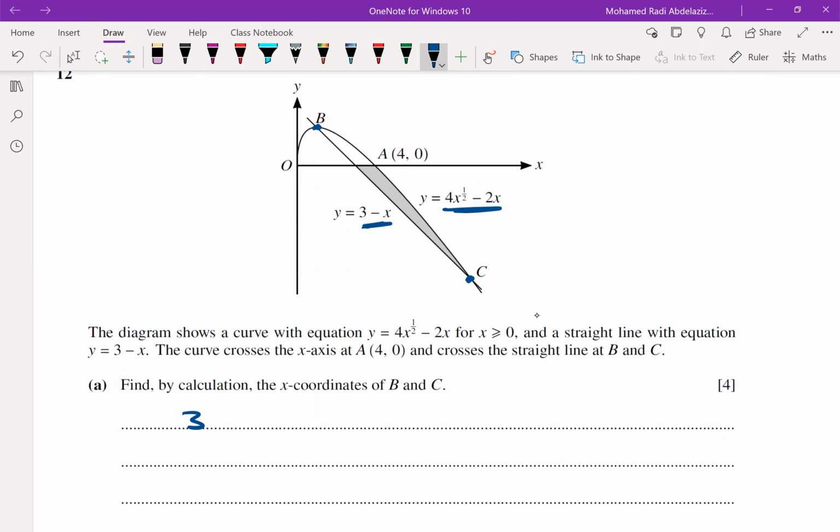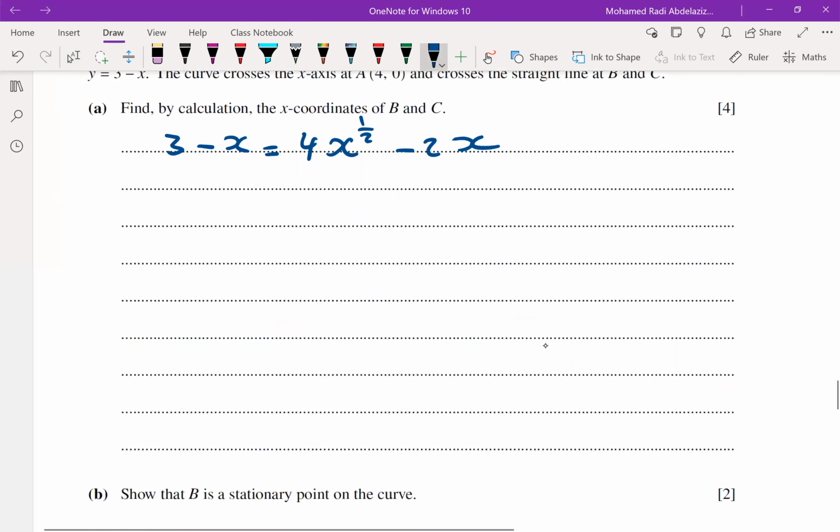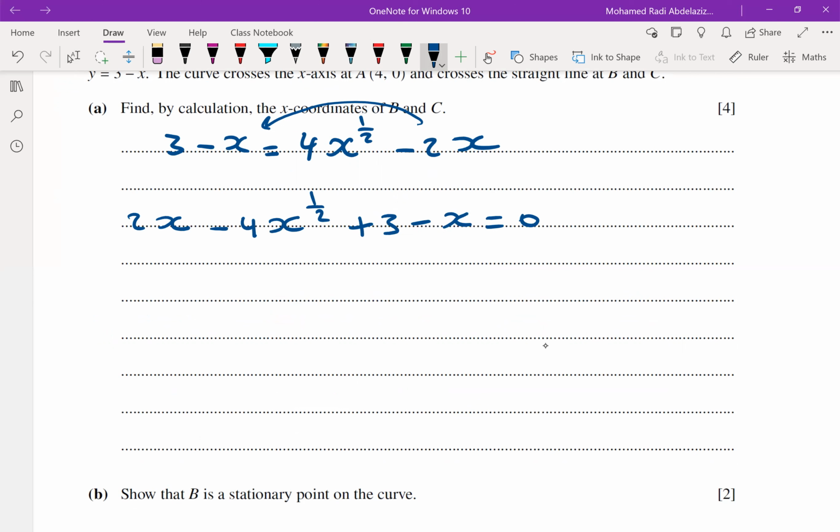In part A, without looking at part 1 of the question, it says: find by calculation the x coordinates of B and C. How do we get B and C? By solving the equations. 3 minus x is equal to 4x to the power of half minus 2x. Equate this with 0 and move to the other side: 2x minus 4x to the power of half plus 3 minus x is equal to 0.